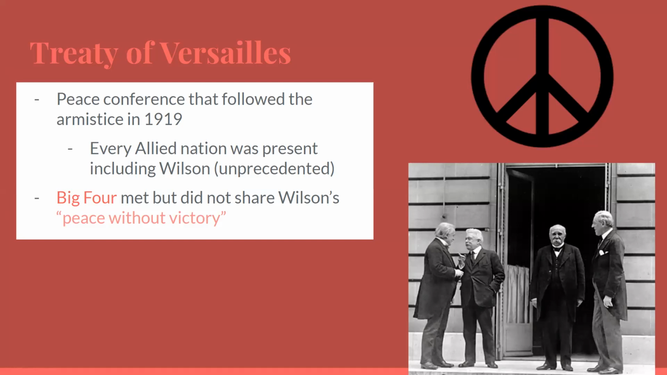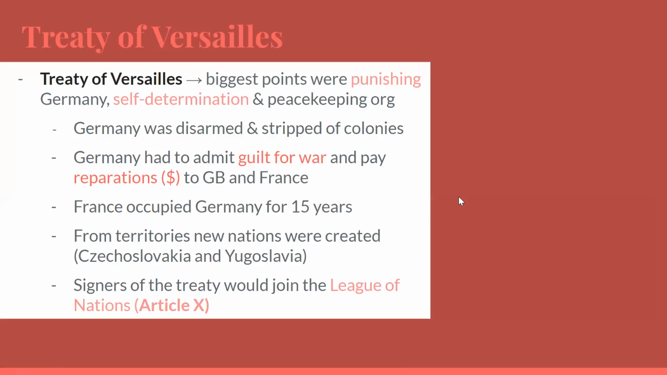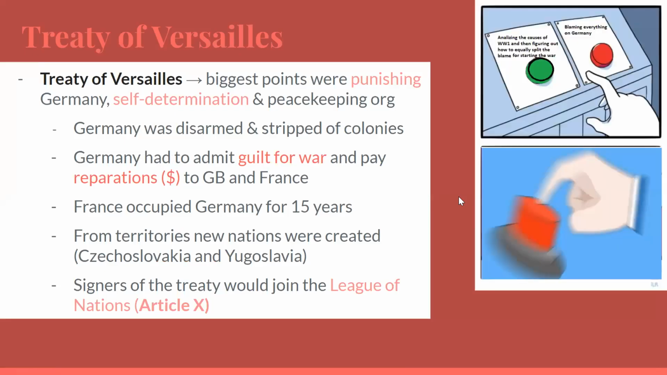But Wilson is promoting peace without victory, meaning that if you have a victor, you have a loser. If you have a loser, you're going to have bad feelings. If there's bad feelings, a war can happen again. And so he wants no punishment, no hard feelings. He just wants to move past. But the Treaty of Versailles is not about that. It's all about punishing Germany.